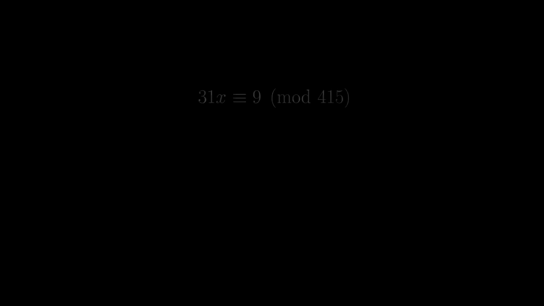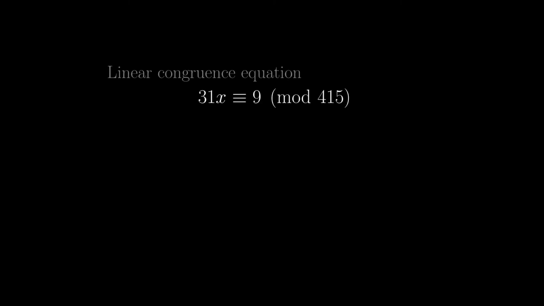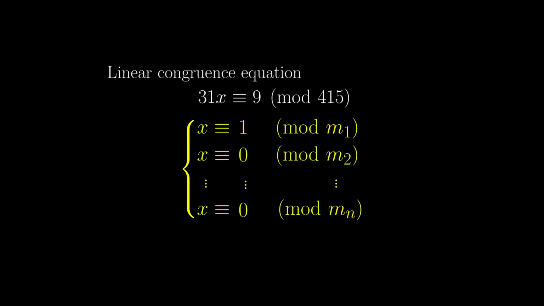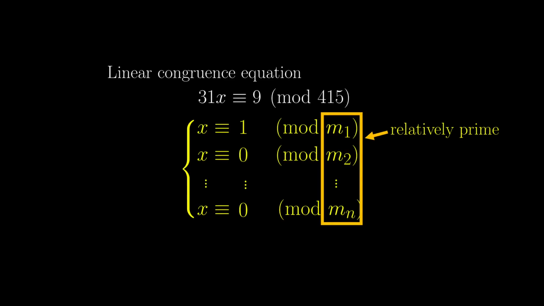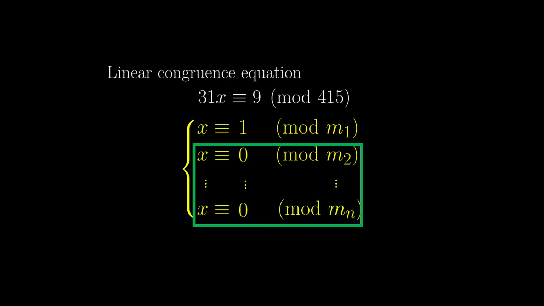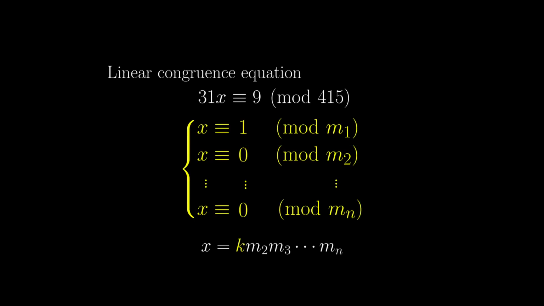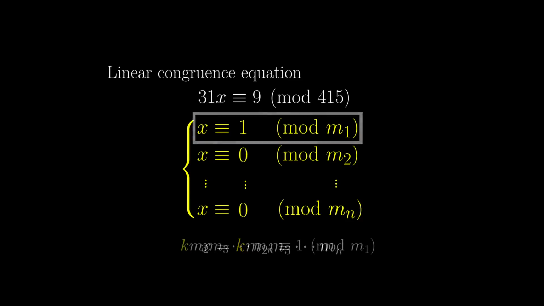The reason we need to consider such cases is that sometimes we will encounter this type of equation, called a linear congruence equation. Actually, if you have watched the previous video, you have already seen it. In the previous video, we considered this system of equations. We only focus on the case when all these m's are mutually relatively prime. Now if we ignore the first equation, we would have the solution to be k times the product of all the m's except for m1. Now if we substitute the solution back to the first equation, we have this.